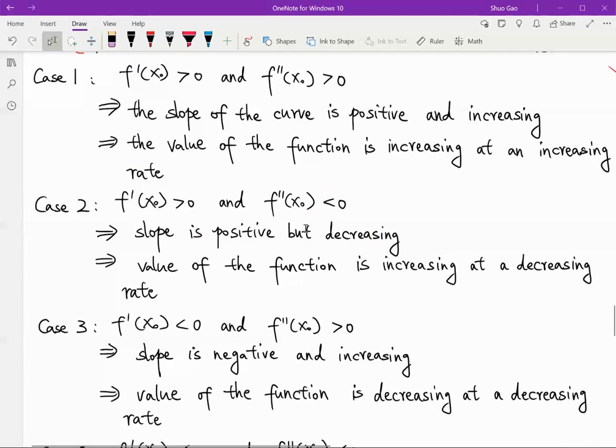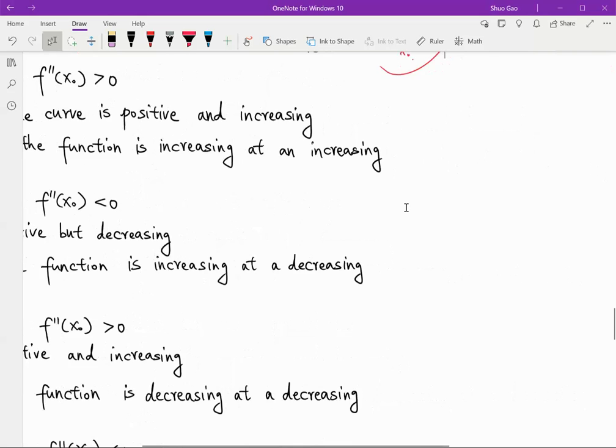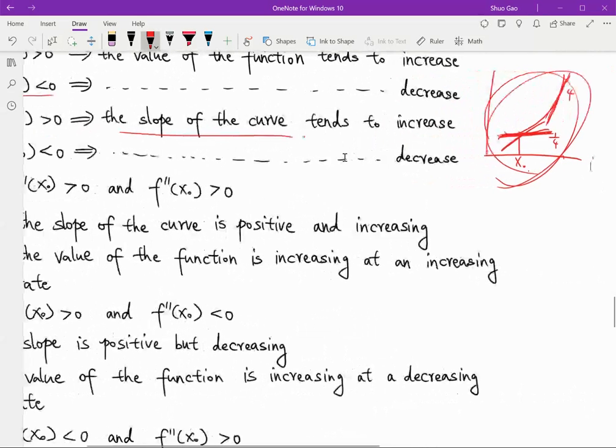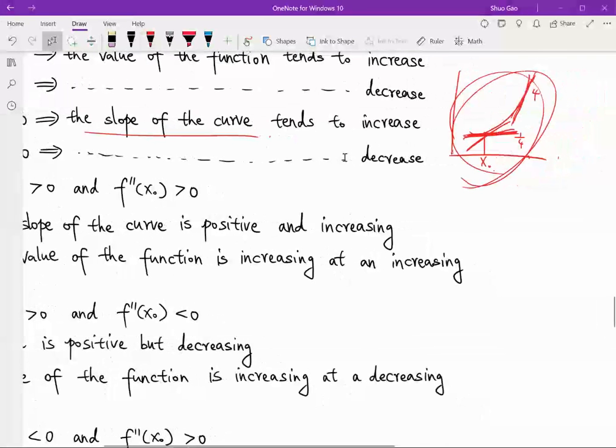So first case, if the first derivative is positive and the second derivative is also positive, that means that the slope of the curve is positive and increasing, right? For example, this graph shows the example. f1 prime x is larger than 0. That means that it's an increasing function. And also, the change of the slope is also positive.